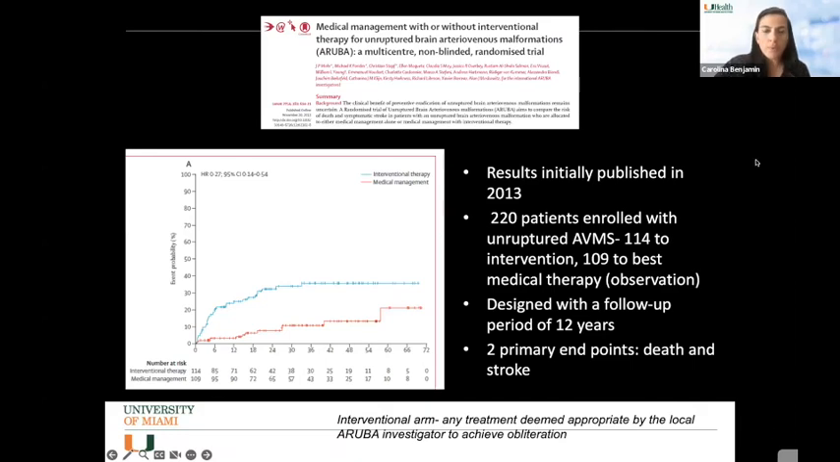So important to mention with ARUBA is that the interventional arm was really any treatment that was deemed appropriate by the local ARUBA investigator to achieve obliteration. Now, that doesn't mean that it did in fact achieve obliteration. It was just that the ARUBA investigator said that he or she thought that the treatment modality would possibly achieve obliteration. So I think that's a nuance that's important to understand.